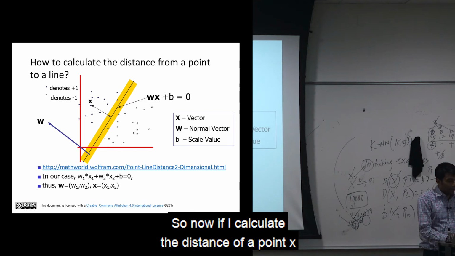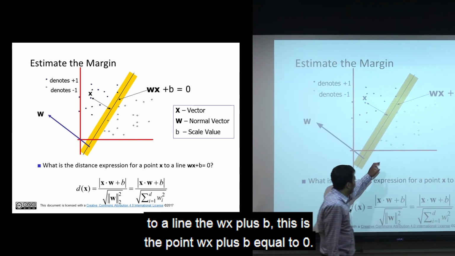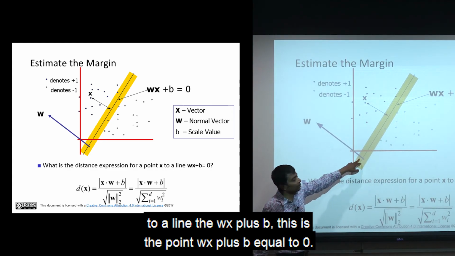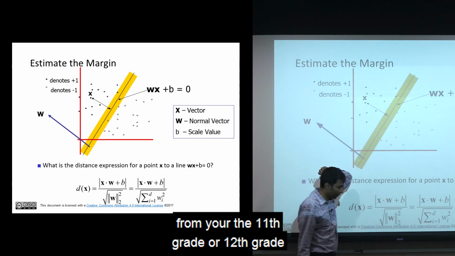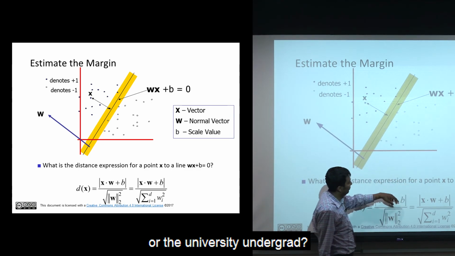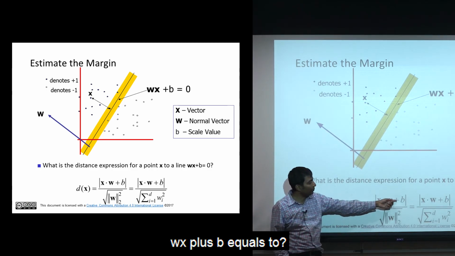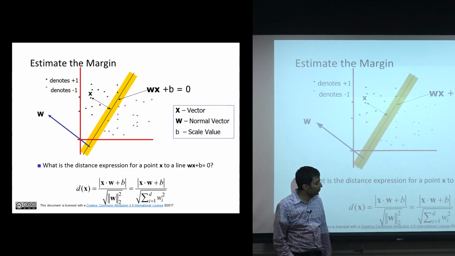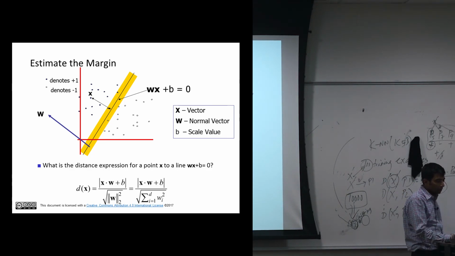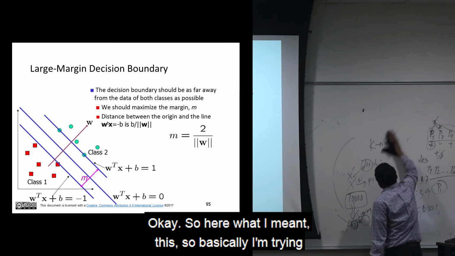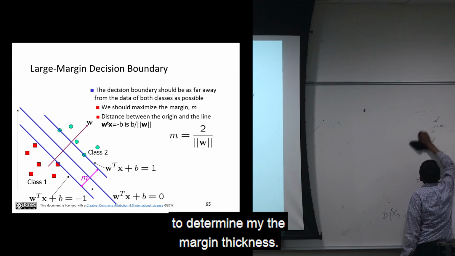Now, if I calculate the distance of a point x to the line wx plus b equal to 0, how do you calculate the distance? From your 11th or 12th grade, or undergrad at university, the distance calculation is like this, right? So basically I'm trying to determine the margin thickness.